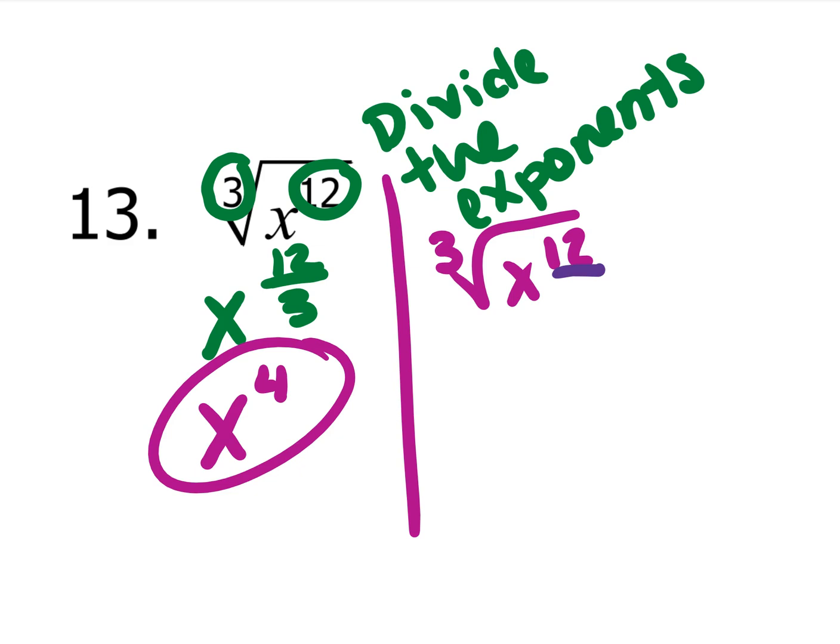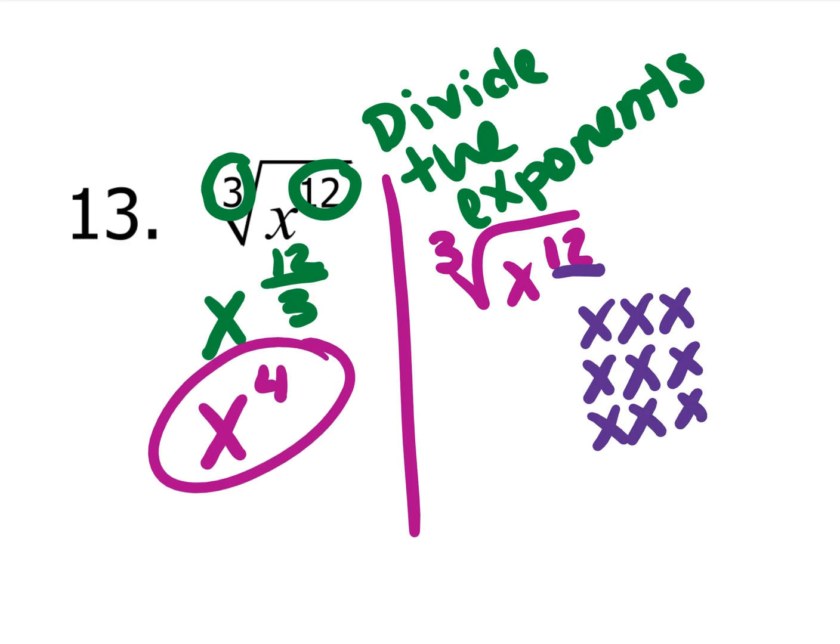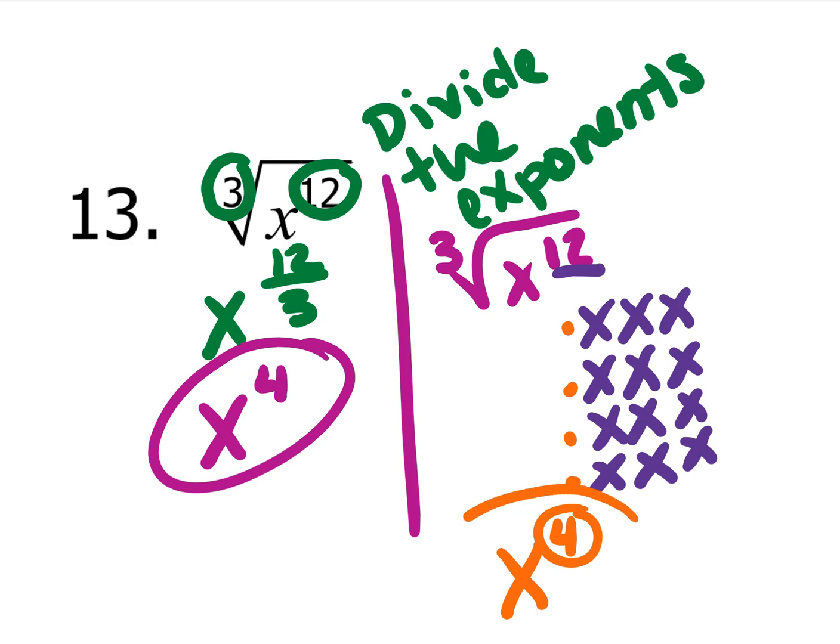So I could sit here and I could go 1, 2, 3, there's one group, 4, 5, 6, 7, 8, 9, 10, 11, 12. They're in groups of 3. There's no leftovers. There are 1, 2, 3, 4 groups. So that's what my exponent's going to be. The number of groups is what your exponent ends up being. That's how I got my x to the 4th.